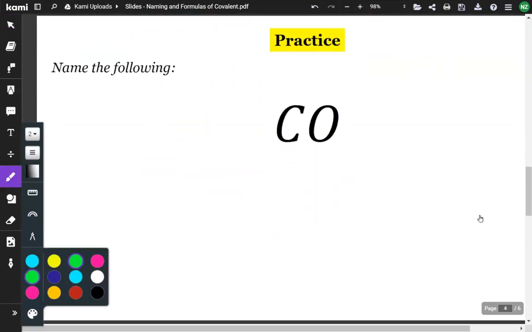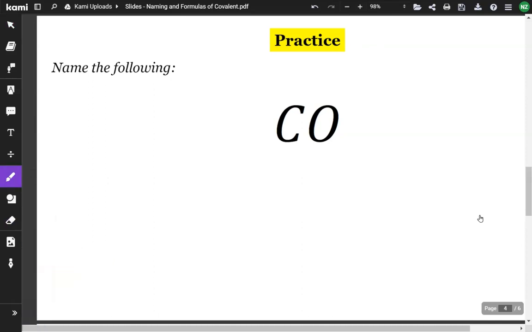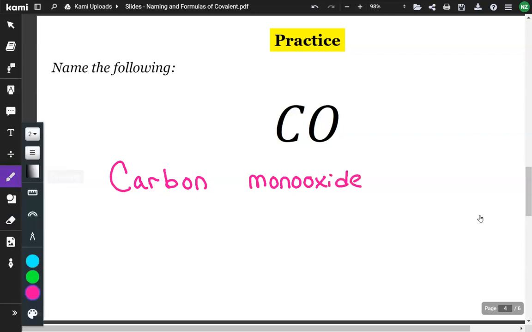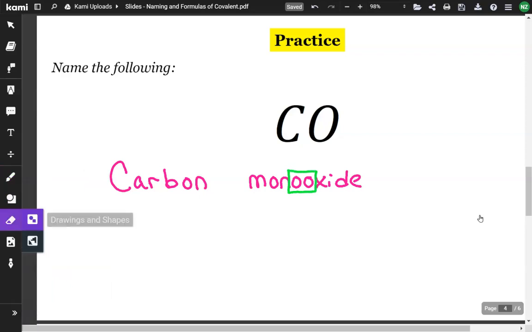Here's another example. Carbon, and we have oxygen. Carbon is by itself. We're not going to make it monocarbon. It will just be carbon. Oxygen is by itself, so it will be monoxide. And we have a problem here because we have two O's next to each other. So we are going to drop one of those O's, and it will be monoxide.